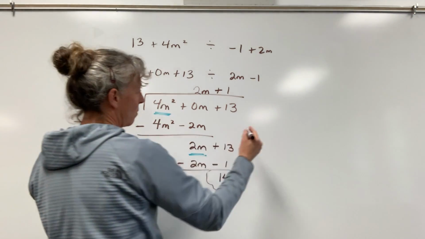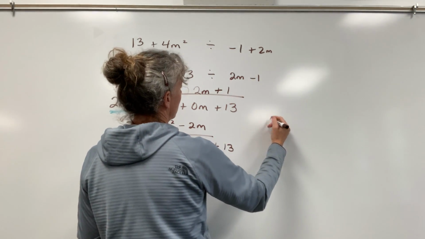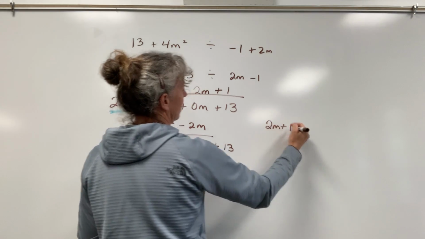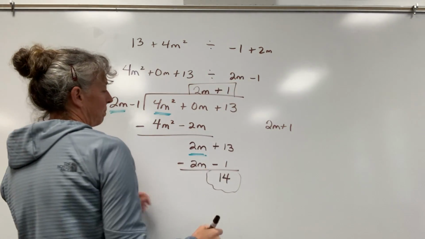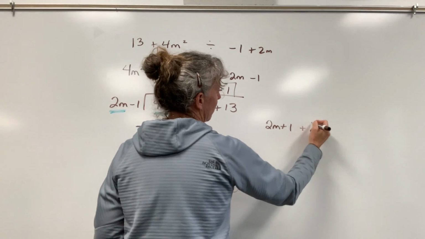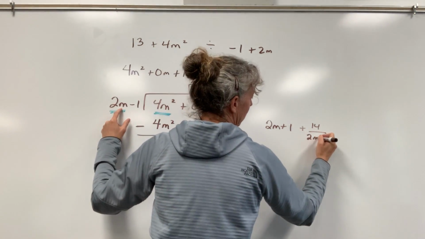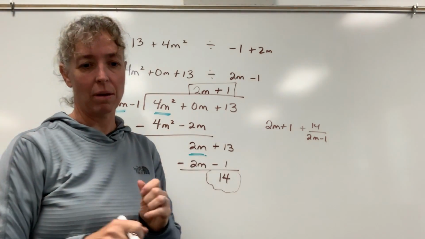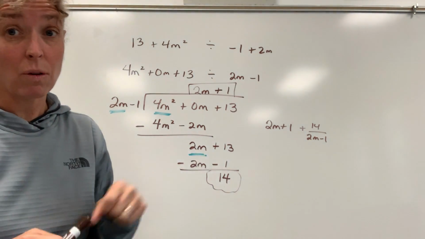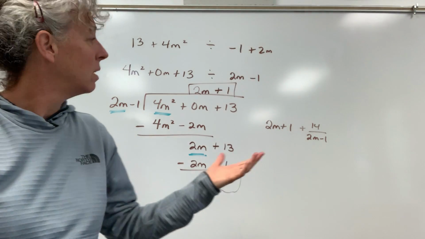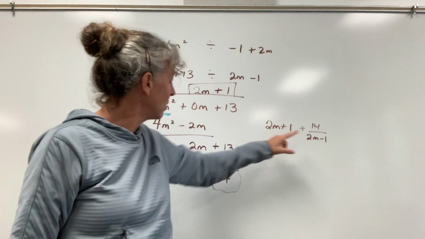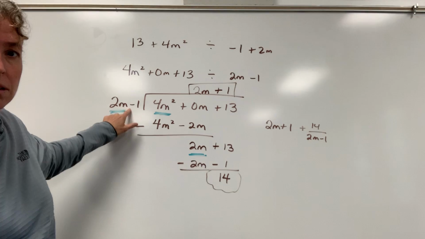So if you remember from before, how do I write my remainder? I say my answer that I got right here. Okay, and my remainder is a positive 14, and I put it over this binomial right here. And that's how I write my remainder. Some of your problems today, you won't have a remainder, and some of them you will. Remember, if you have a remainder, just write your remainder over this right here.